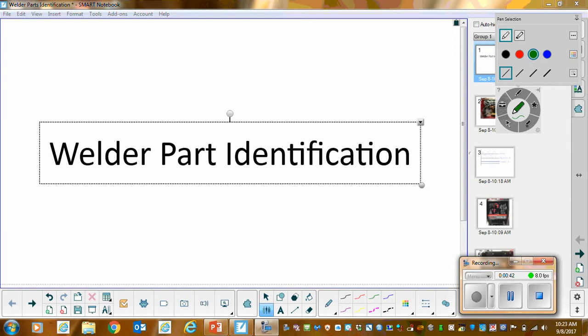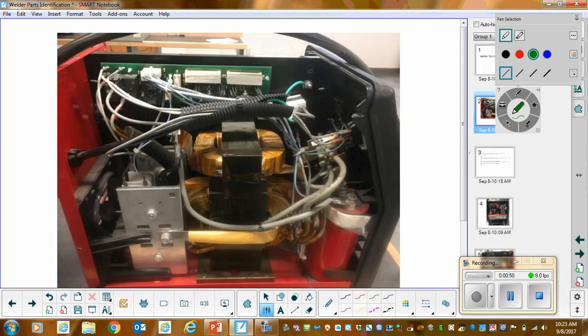So, welder parts identification is what we're going to be completing on this next set of slides. So let's get to it. All right, what we have here is a little Lincoln MIG welder. MIG, of course, stands for metal inert gas. That's an acronym for that.